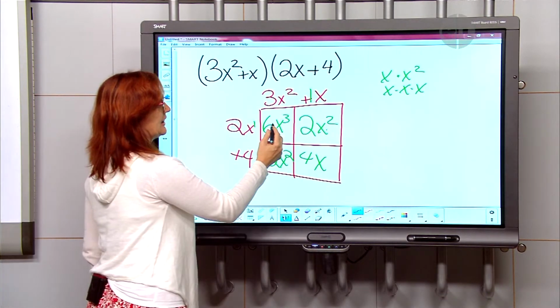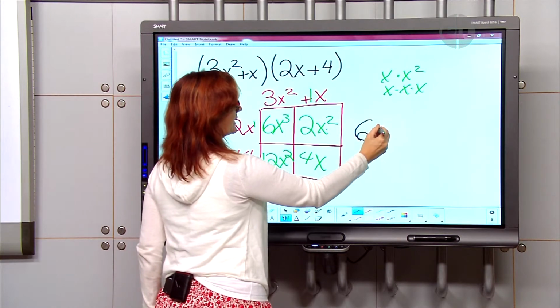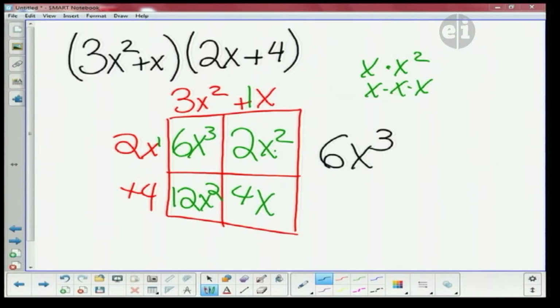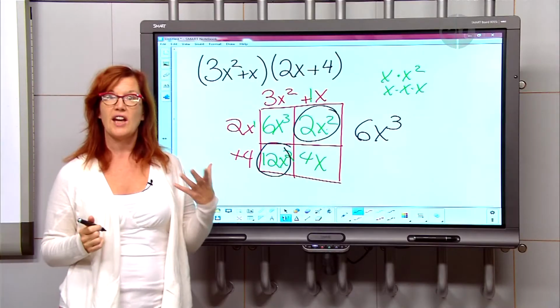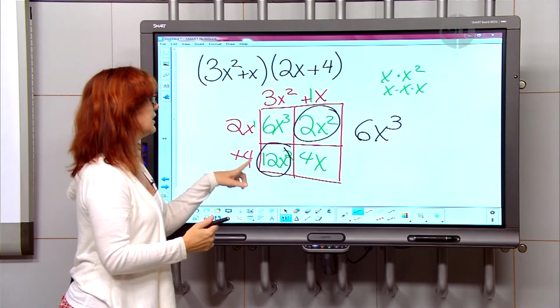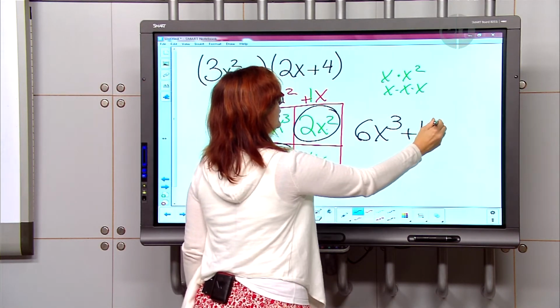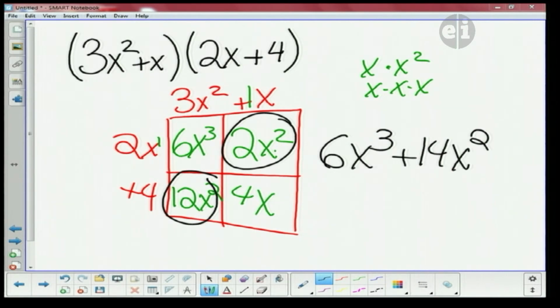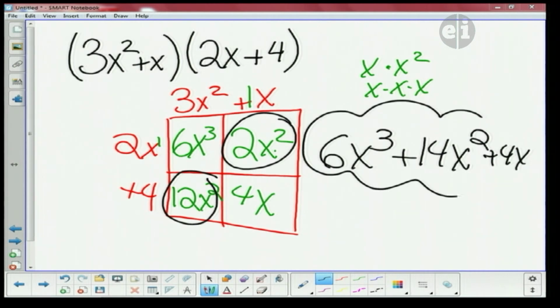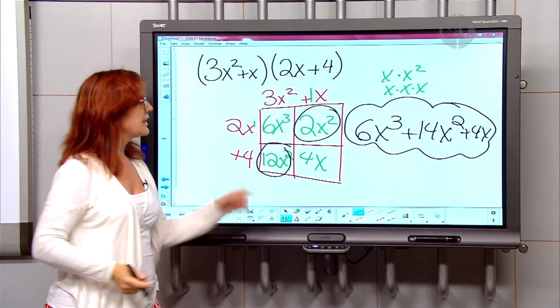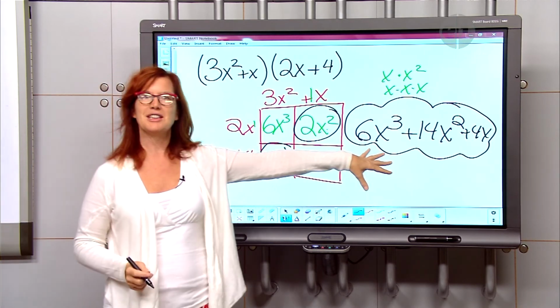So the first one here, I have 6x cubed. And now I look at the other ones, and I see that this one and this one are kind of in the same family. They have the same terms, x squared, so I can combine those together. 12x squared plus 2x squared is 14x squared. And then the last one that we have to write is plus 4x. So when we're done, this would be the answer to this problem. When you multiply these two binomials together, you get this polynomial.